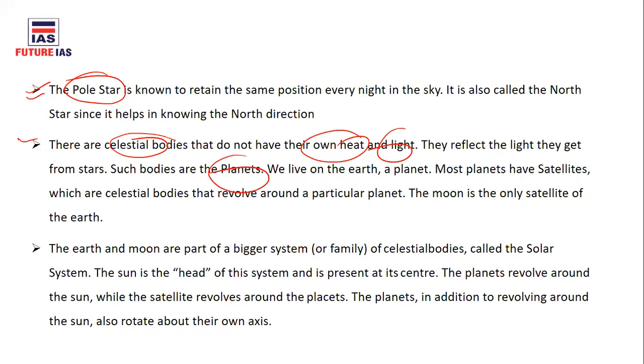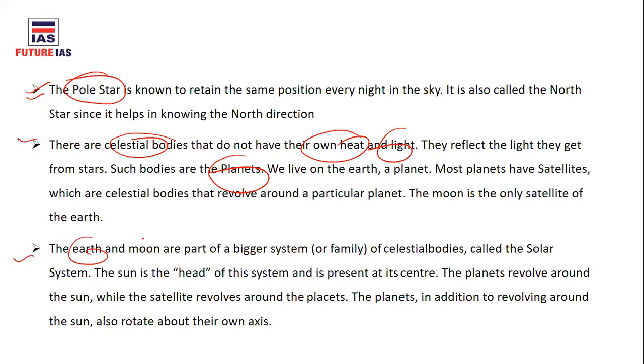इसका मतलब indirectly आप ये भी कह सकते हो, all planets do not have their own heat and light, isn't it? So only those planets which do not have heat and light correspond to those celestial bodies which are found in our solar system. And the moon is the only satellite of the earth which has this type of characteristic. All right, so I hope it is clear.